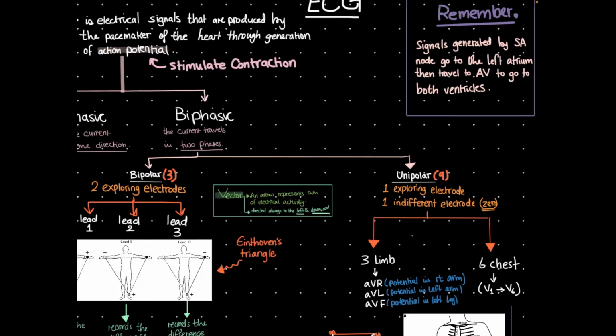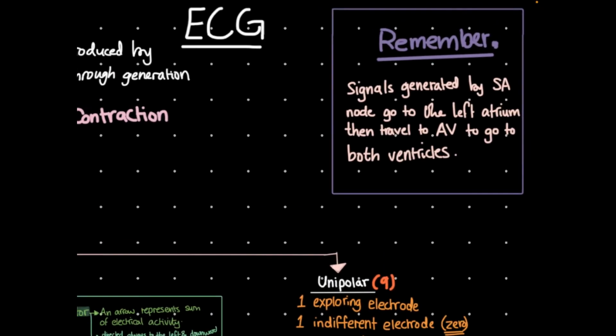But before we start dividing the action potential, we should remember that signals that are generated by the SA node will go from the right atrium to the left atrium and then travel to the AV node to go to both ventricles, and that's how the whole heart is being stimulated.